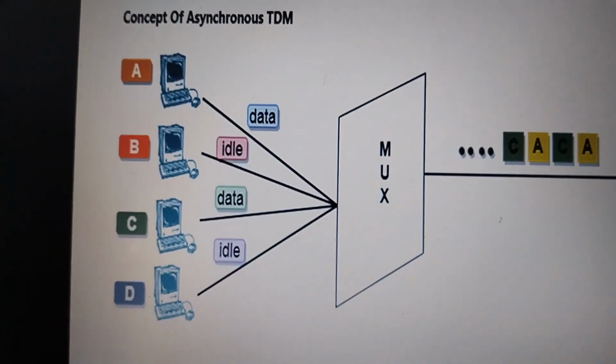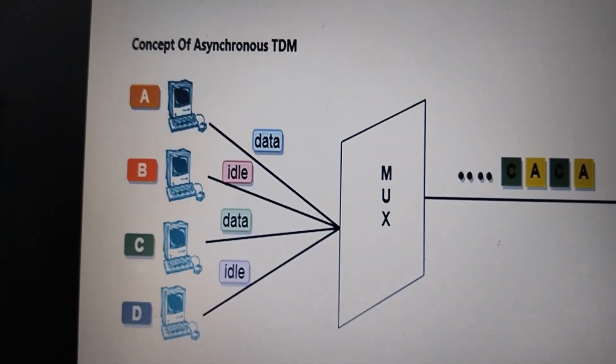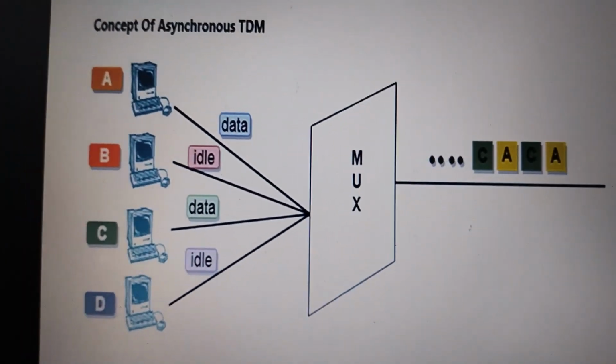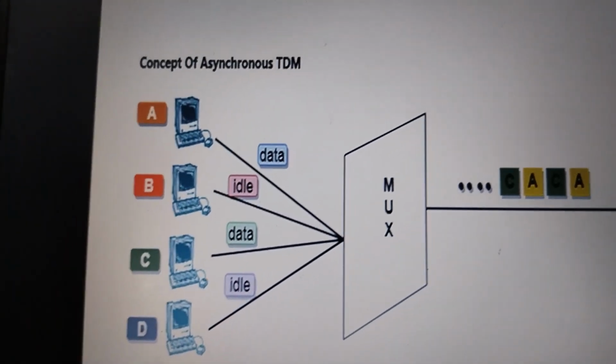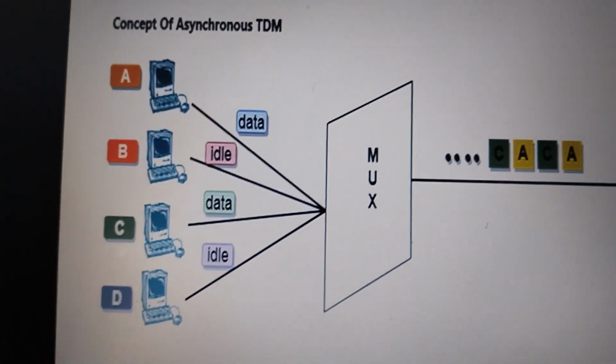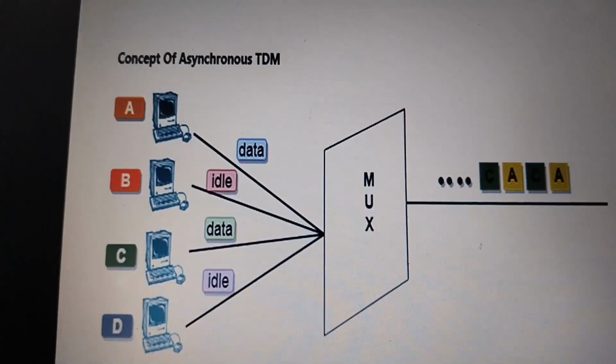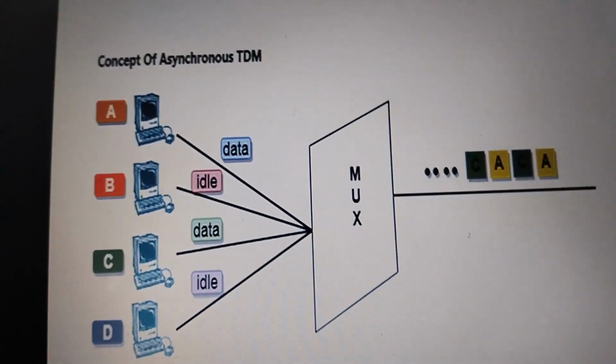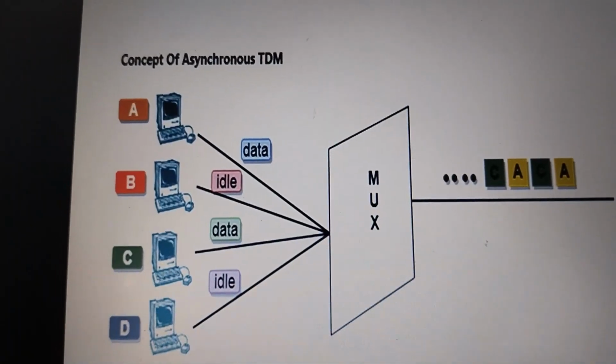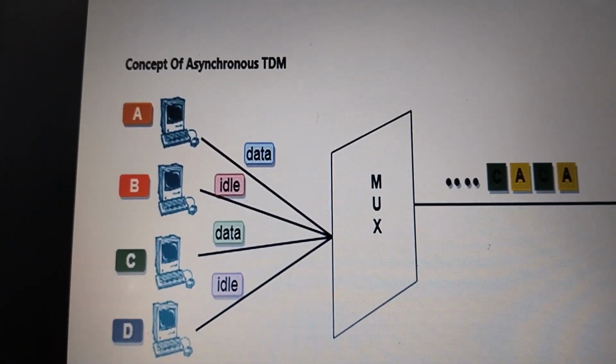Again it is allocated for A and C, again A and C, like that until completion of all the frames from all the users. In this format it will allocate the data. If any computer or user does not contain any data, it won't be allocated to any frame in asynchronous time division multiplexing.